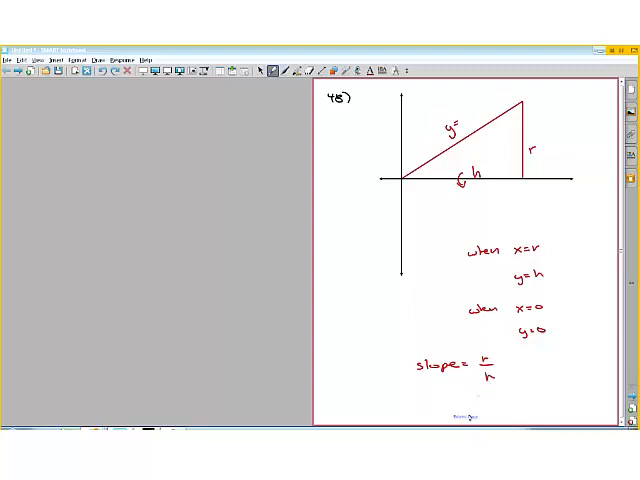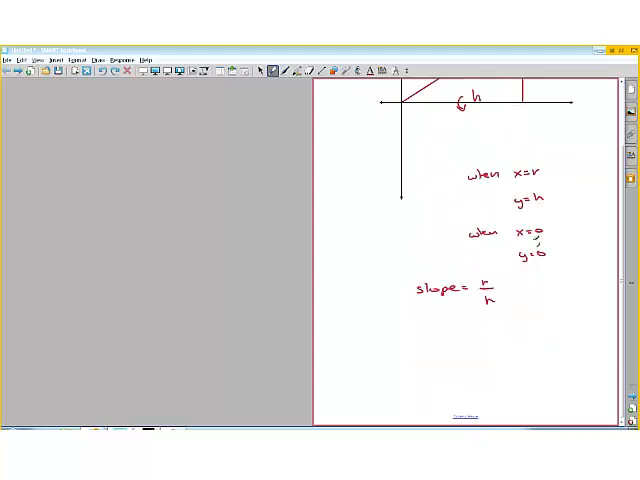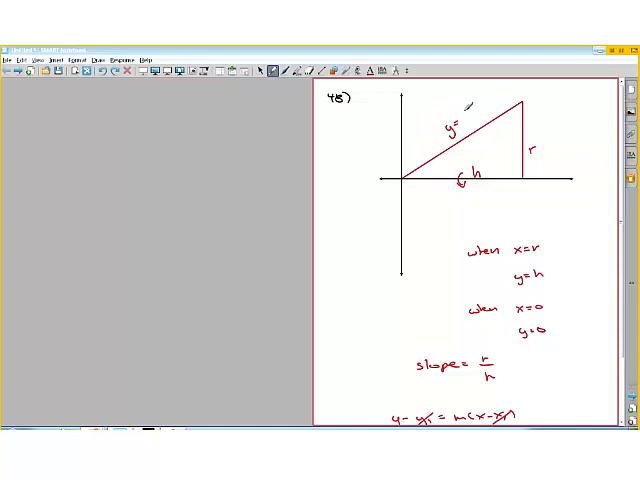So that's the slope. And if we were to use the point-slope form of the linear equation, y minus y1 is equal to m times x minus x1. In this case, one of the points is 0, 0, so that goes there, and so you get y is equal to the slope, which is r over h, times x. So when x is equal to h, y is equal to r. Okay, so that works out right. So that's the equation. Y is equal to r over h times x.